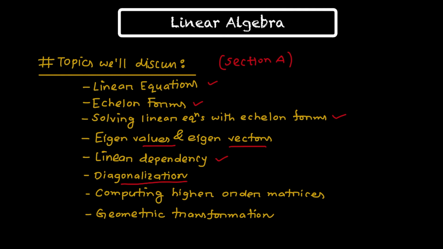Then we will learn diagonalization, where we will transform any given matrix to a diagonal matrix, which will help us to compute different things later on. Then we will learn to compute higher order matrices, which basically means suppose we are given a matrix A, and through this topic we will be able to find out A to the power 101, suppose. So this is what we'll discuss.